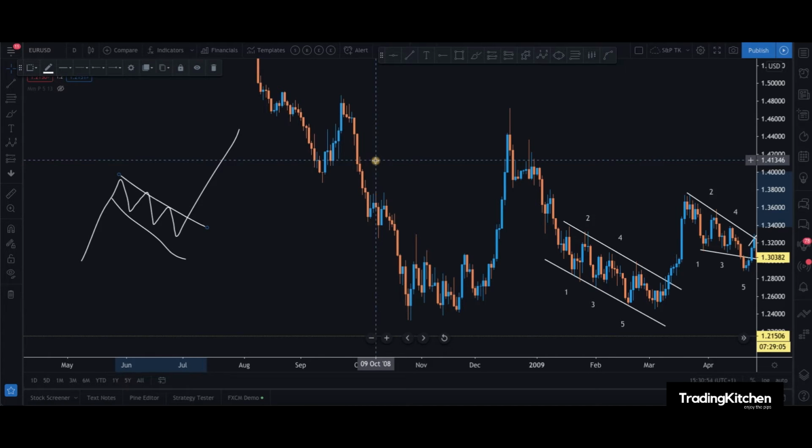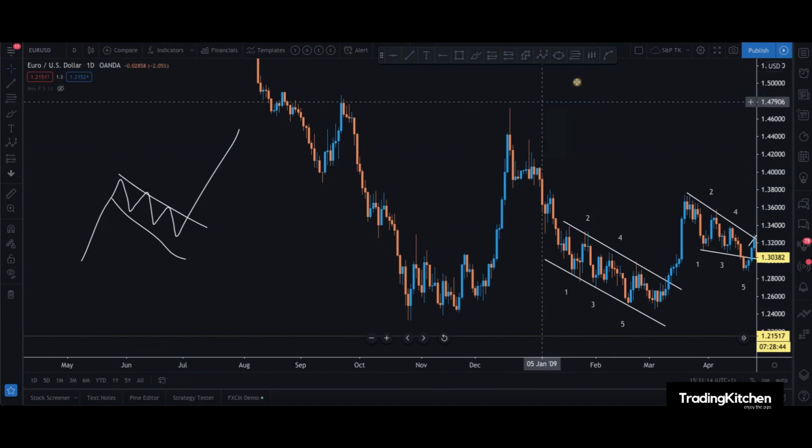Because in the lower time frames there are a lot of traps, a lot of manipulations, a lot of rumors, a lot of dirt. Okay, so let's go.